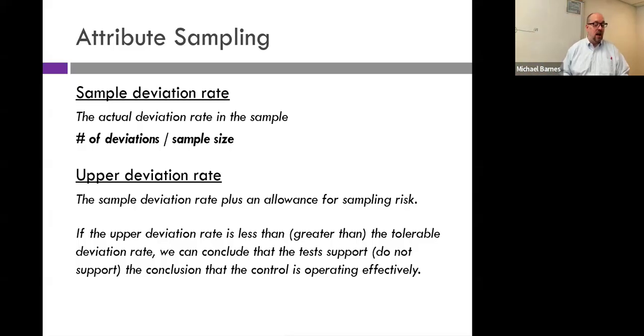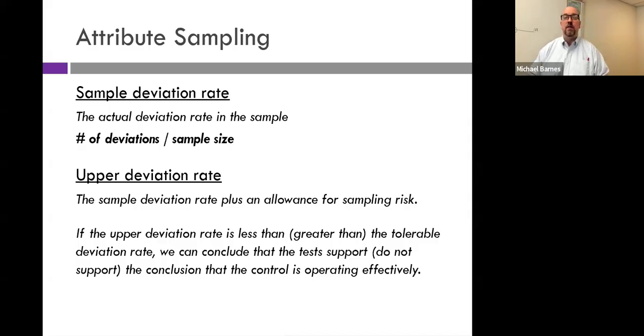Now, you will notice the last item here is really, really important. If the upper deviation rate is less than the tolerable deviation rate, so this 3.5% that I've said here is our upper deviation rate, if that's less than my tolerable deviation rate, I am fine. I have said that the greatest possibility of deviation in the population is less than what I can tolerate as an auditor. We can conclude the control is operating effectively if that's the case.